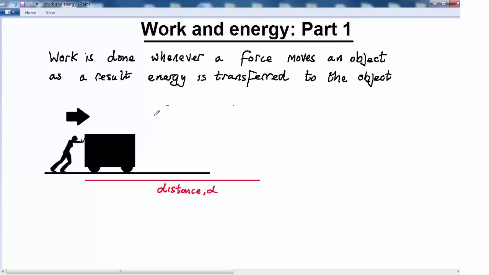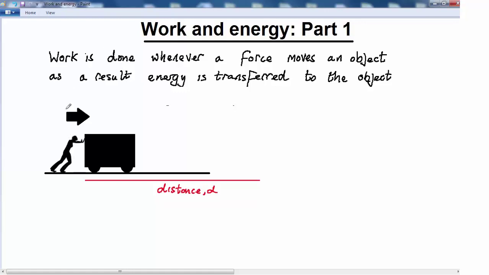So you're very familiar with the word work in everyday language. For example, people have to go to work to earn money. Every evening you have to do homework. But in the area of physics, the word work has a very definite meaning.